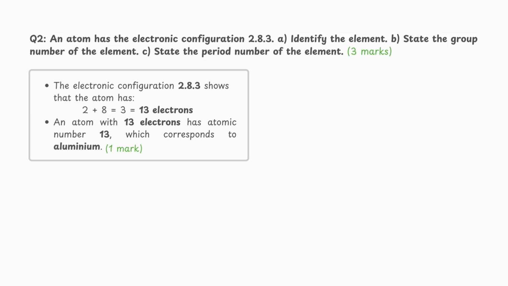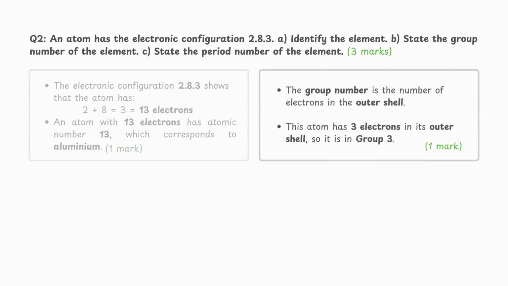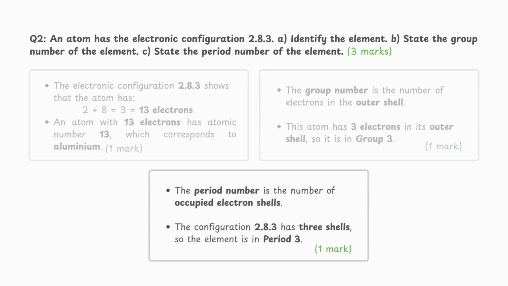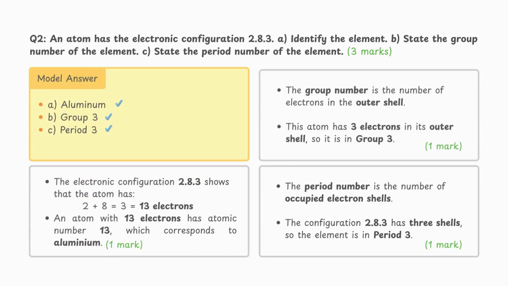Now, part B asks for the group number. The group number is the number of electrons in the outer shell. In the configuration 2.8.3, there are 3 electrons in the outer shell. That means this element is in group 3. Finally, part C asks for the period number. The period number is the number of occupied electron shells. The configuration 2.8.3 has 3 shells, so the element is in period 3. Our complete answers are aluminium, group 3, period 3. 3 marks in total.